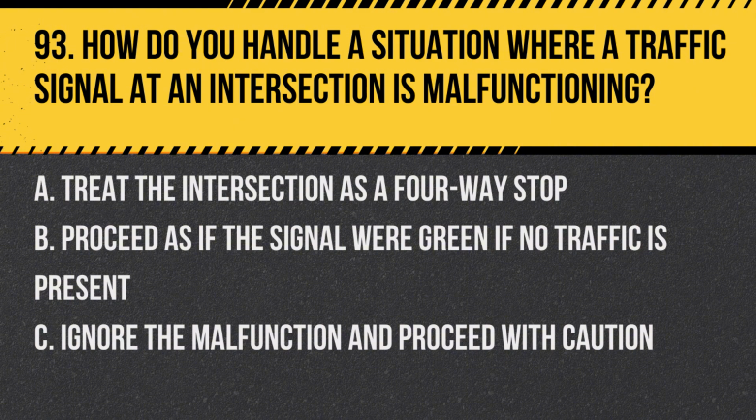Question 93. How do you handle a situation where a traffic signal at an intersection is malfunctioning? A. Treat the intersection as a four-way stop. B. Proceed as if the signal were green if no traffic is present. C. Ignore the malfunction and proceed with caution.